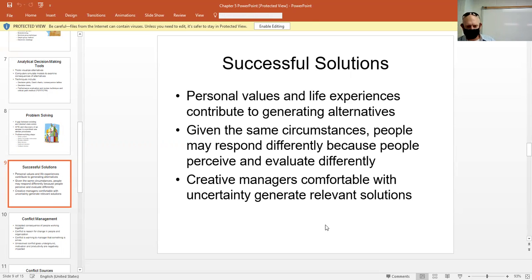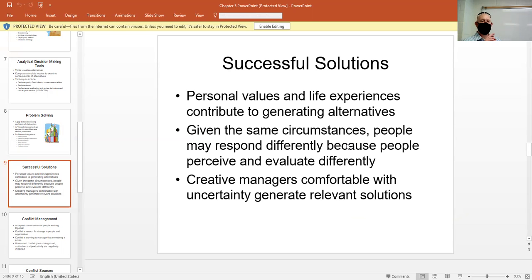Creative managers are comfortable with uncertainty. They're still able to generate relevant solutions, even though there's some degree of uncertainty. You've got to be creative. You've got to have options. You've got to have a plan B. You've got to have, what can we jump to if this happens? What's the bailout plan?